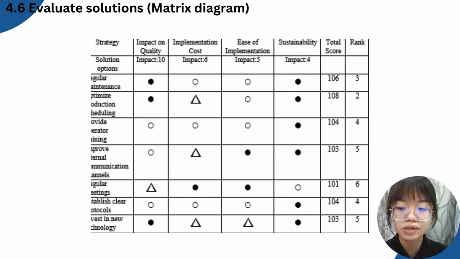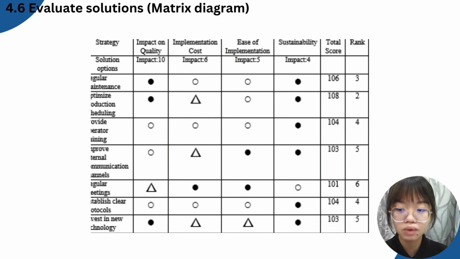This strategy will help us ensure the quality of incoming materials, reduce defects, and ultimately enhance the overall quality of our manufacturing products. It also aligns well with our cost, implementation, and sustainability goals. In conclusion, this detailed evaluation and scoring process has enabled us to make an informed decision. By implementing the highest ranking strategy, Plexus Corporation is poised to achieve substantial productivity improvements and maintain its competitive edge in the market.